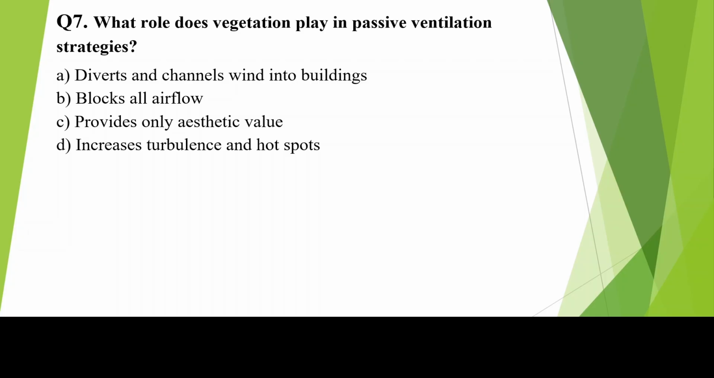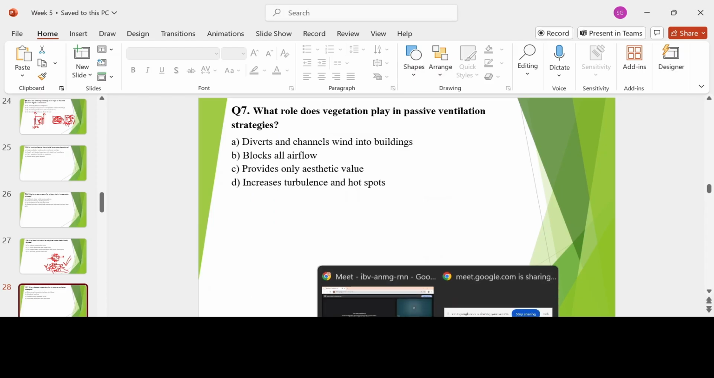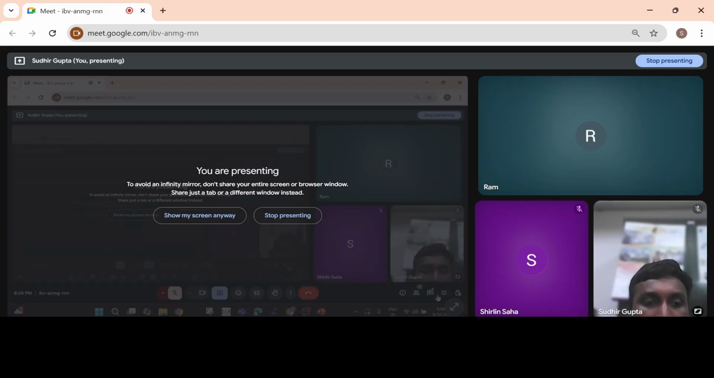And increases turbulence and hot spots. So out of the four options, which option do you think is the most correct option for this question number 7? Mark your answers in the chat box and let me see how many of you can answer it correctly. Try to recall, and based on your understanding, try to give your answers.